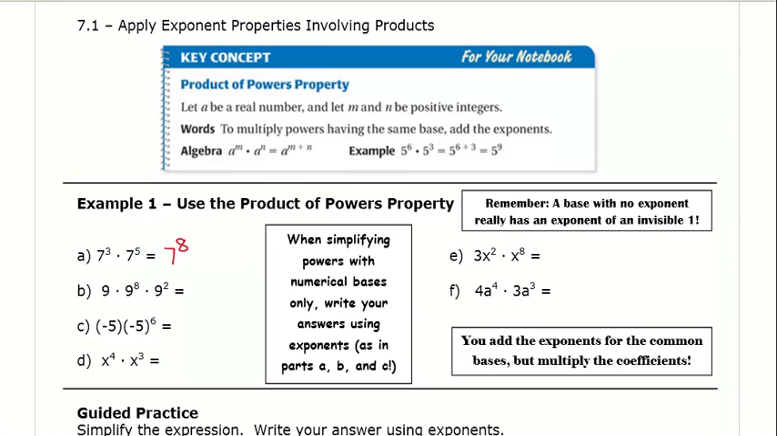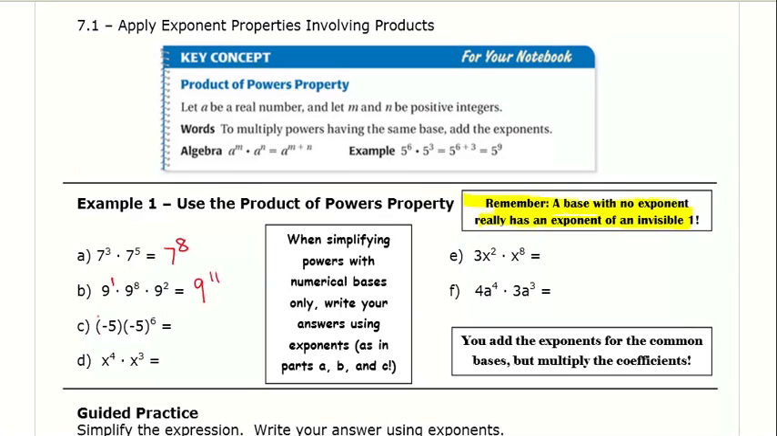In letter B, our helpful hint on the side says to remember that a base with no exponent really has an exponent with an invisible 1. So this first 9 really has an exponent of 1. We have a common base of 9, so we're going to have 9 in our answer. We're going to add 1 plus 8 plus 2 and get 9 to the 11th power.